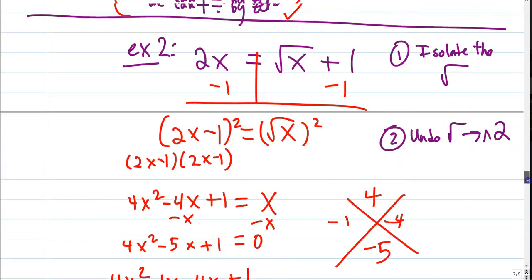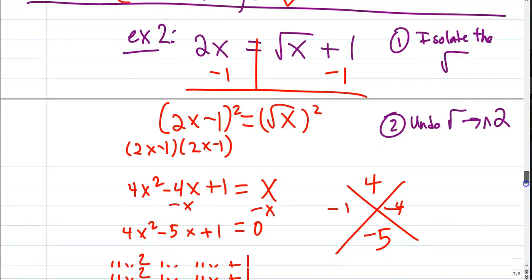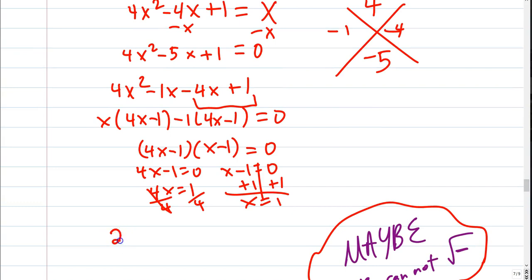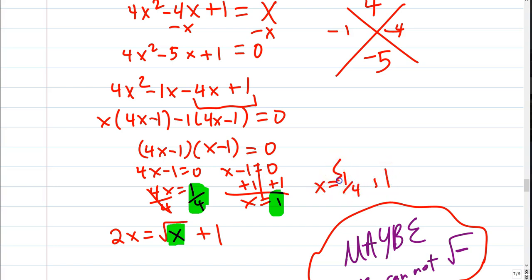Well, if I go back to this, we had 2x equals the square root of x plus 1. Would either of these put a negative in there? No, they're both positive. But if I did get a negative answer, it would be extraneous and we would throw it out. So our answers are 1/4 and 1.